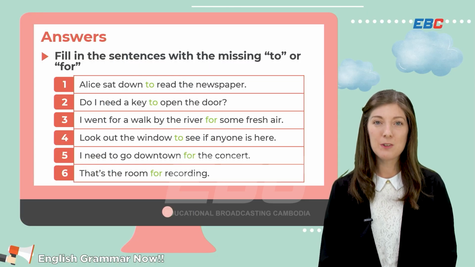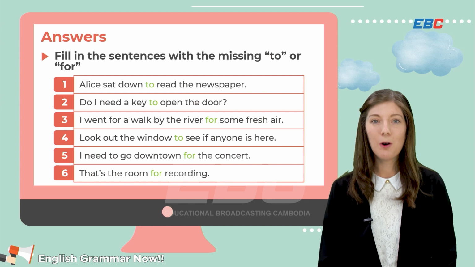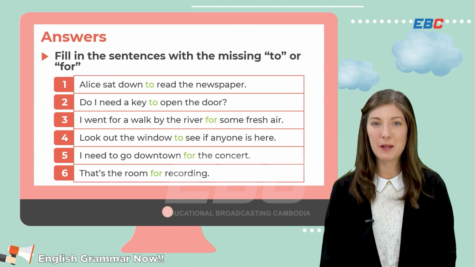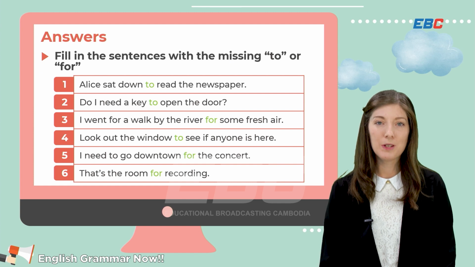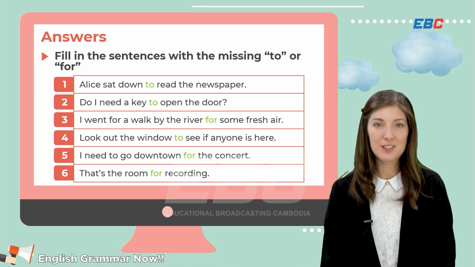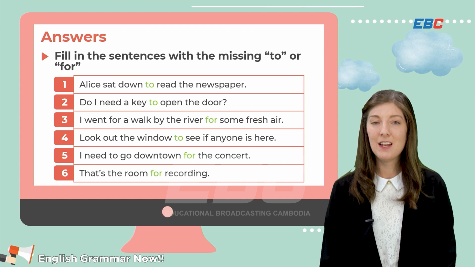Here's how we could fill in those blanks with the prepositions to or for. Number 1, Alice sat down to read the newspaper. Number 2, Do I need a key to open the door? Number 3. I went for a walk by the river for some fresh air. Number 4. Look out the window to see if anyone is here. Number 5. I need to go downtown for the concert. Number 6. That's the room for recording.